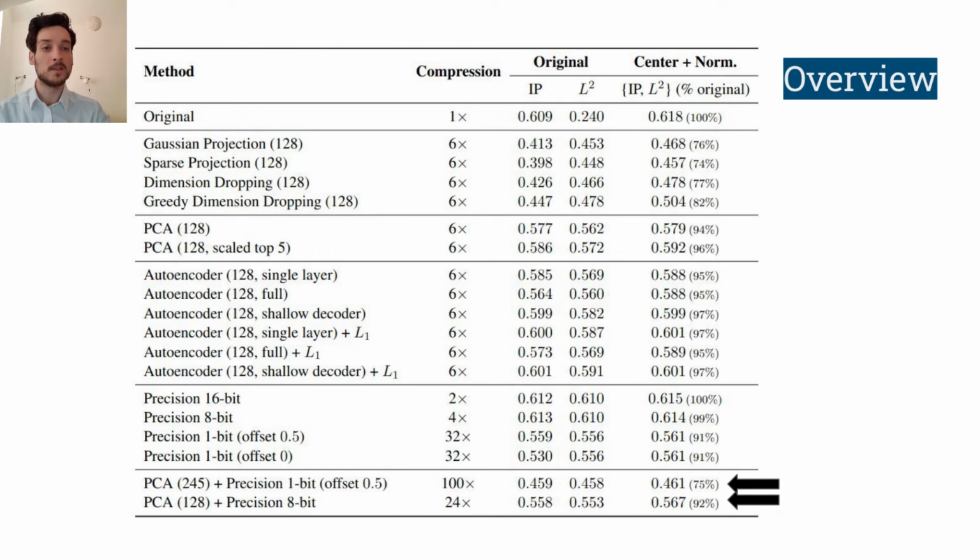As mentioned before, PCA is slightly worse than the autoencoders. Notable are the combinations of PCA and the precision reduction. Important is also the effect of post-processing, that is after the dimensional reduction. In most cases, centering and normalizing the data again only helps. For the PCA, we also use a few tricks such as rescaling down the top 5 dimensions so that they don't dominate the vector space.